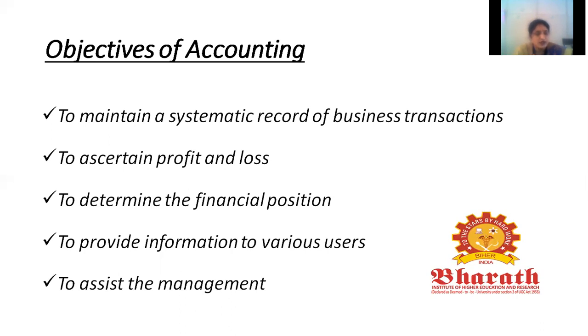to the ledger. And the second objective is to ascertain profit and loss, which means every businessman is keen to know the net result of the business operation periodically. To check whether the business has earned a profit or incurred any loss, we prepare the profit and loss account. And the third objective of accounting is to determine the financial position, which means checking the value of assets and also the liabilities. For this purpose, we have to prepare the balance sheet.